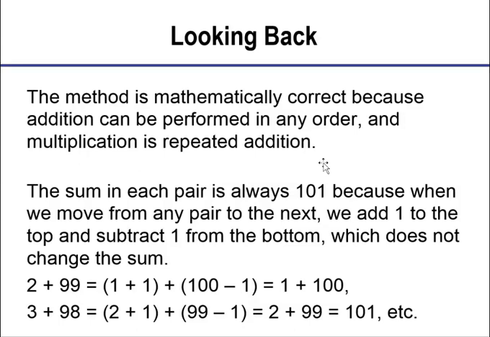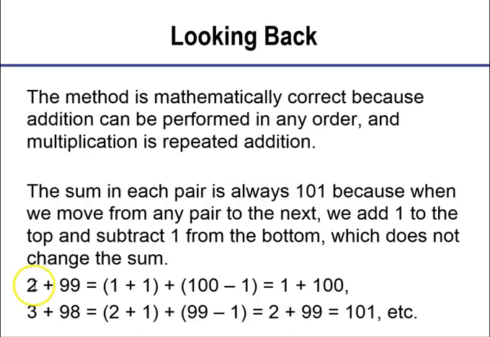Then the text goes on to say the sum in each pair is always 101 because when we move from any pair to the next, we add 1 to the top and subtract 1 from the bottom, which does not change the sum. Okay, now we could see that they all added to 101. They're just addressing that in a different way.